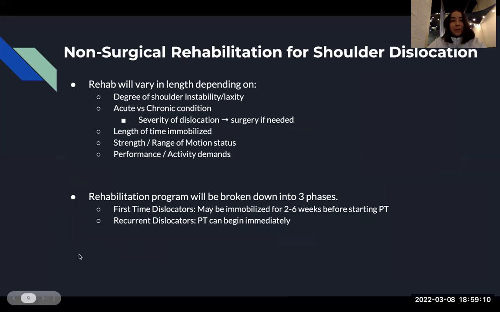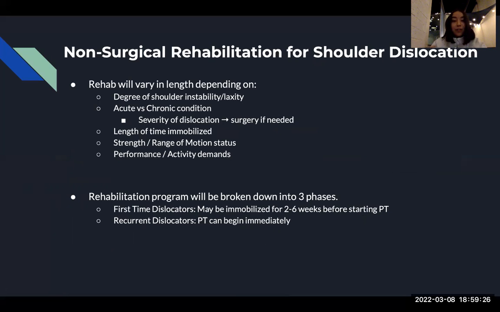Okay, once the shoulder has been reduced to its normal position, you can start rehab. Rehab will vary in length depending on the degree of the shoulder instability and laxity of the ligament, if it was an acute versus chronic condition. So like the severity of the dislocation, is surgery needed, are the ligaments torn?